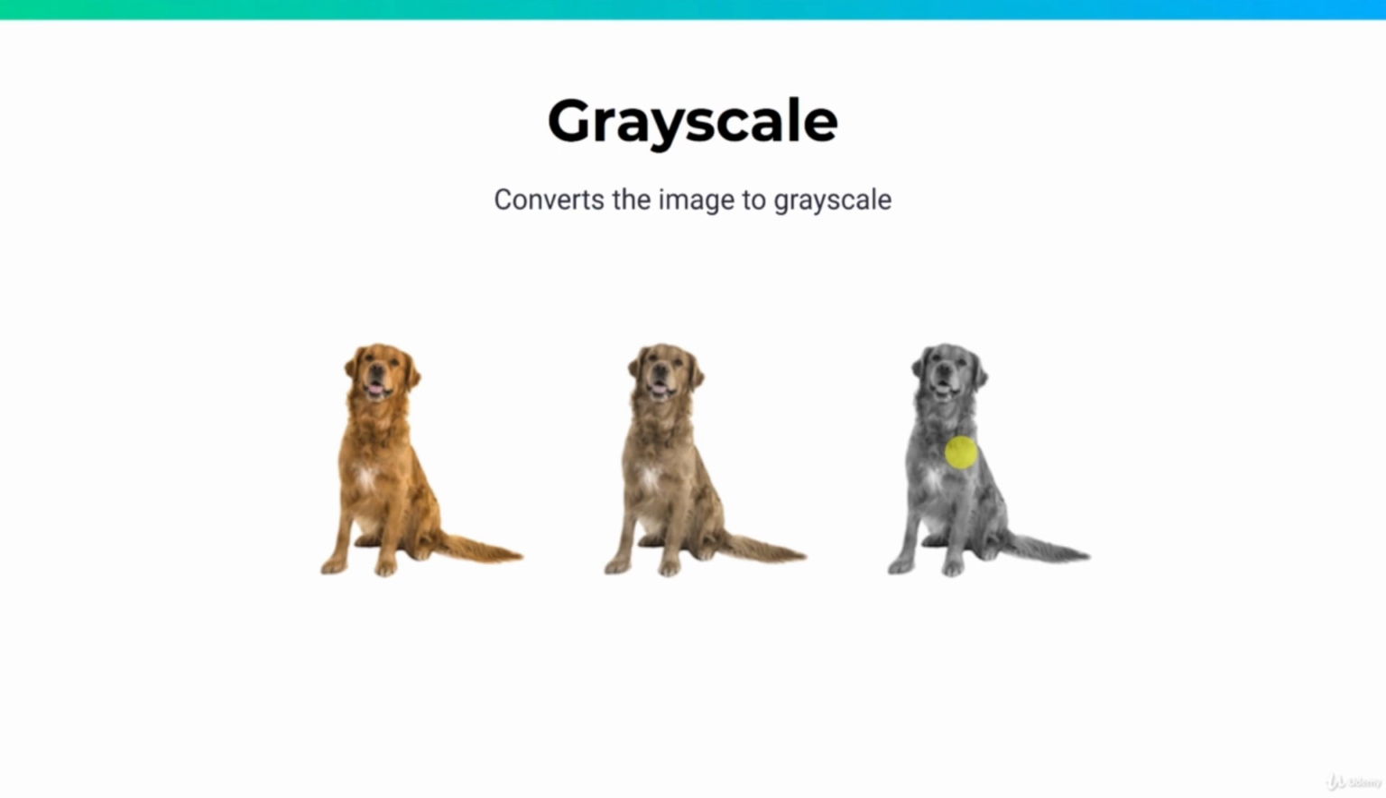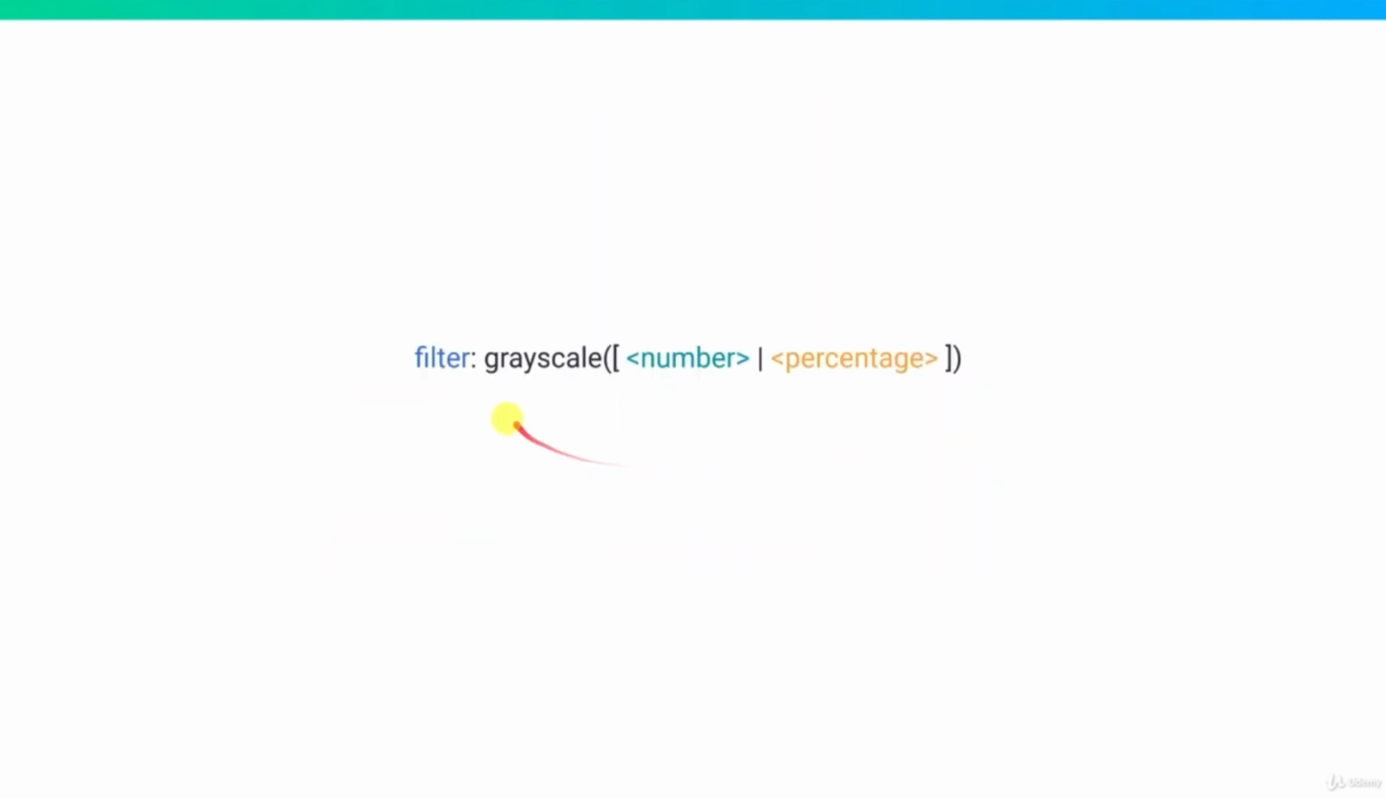Obviously, we'll see this grayscale filter in action, but first let me tell you what kind of value you can pass as a parameter in this grayscale filter. So here we go, this is our grayscale function, and you can pass a number or percent value as a parameter.